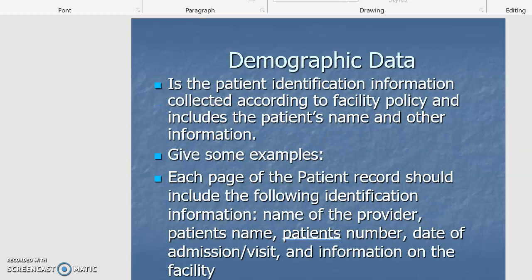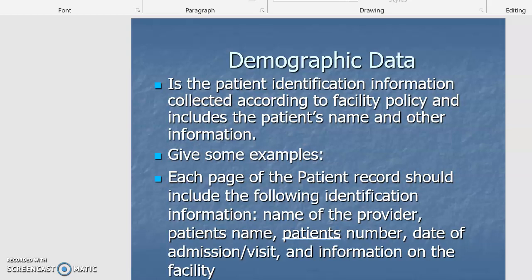So let's cover demographic data. It's the patient identification information. It's collected according to the facility policy and includes the patient's name and other information. So let's think of some examples. Demographic information is going to be the date of birth, the place of birth, possibly the mother's maiden name, social security number.